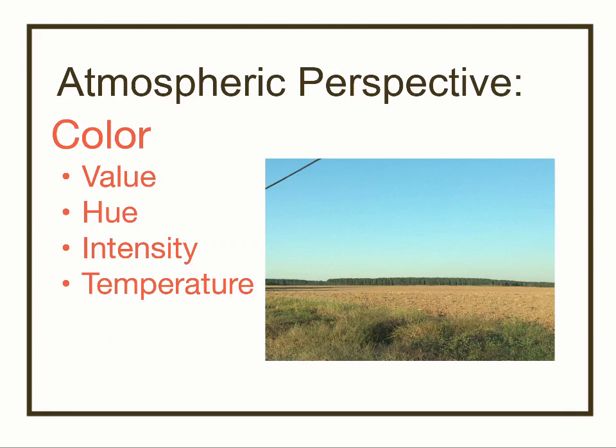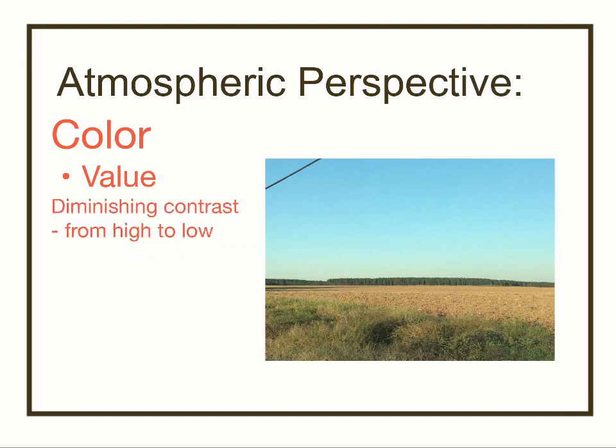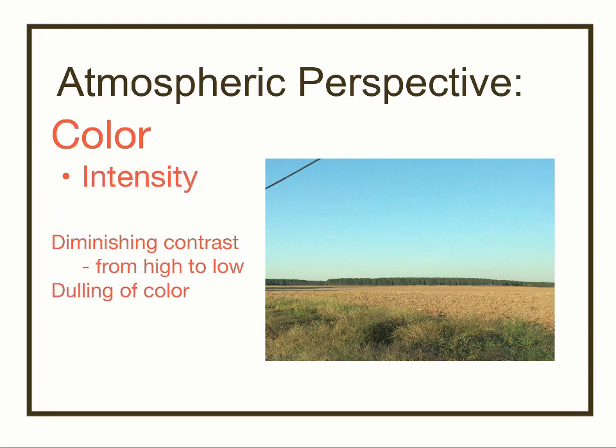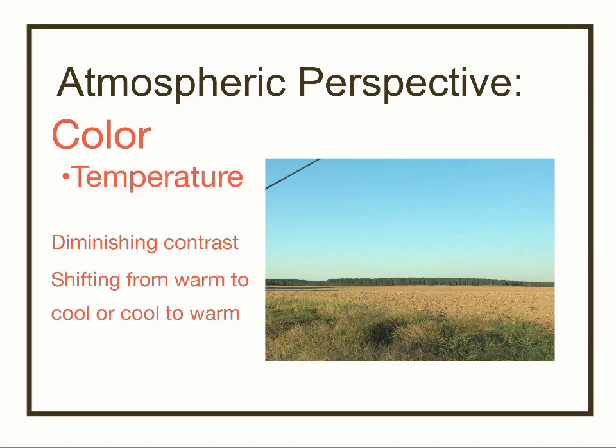So keep in mind that we want to really think about those values, hues, intensities, and temperatures as we go back. Value, you have diminishing contrast from high to low. Hue, diminishing number from many to one or two. Intensity, again, diminishing contrast from high to low, and a dulling of the color as you go back. Temperature, you have diminishing contrast, and you have a shifting from warm to cool or cool to warm. So you're going to have that flipping thing happen between the warmth and the coolness of the color.